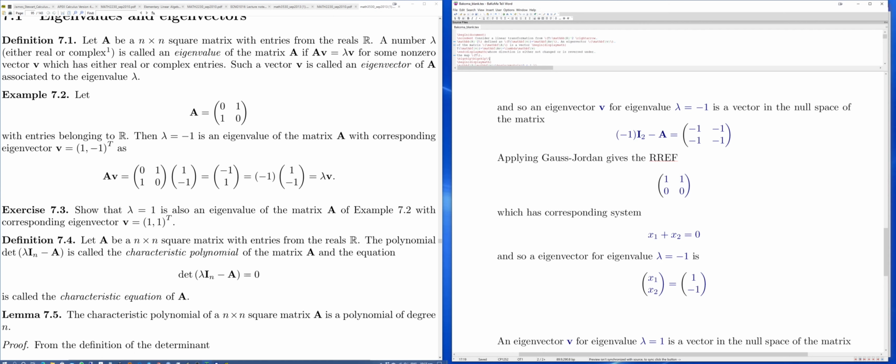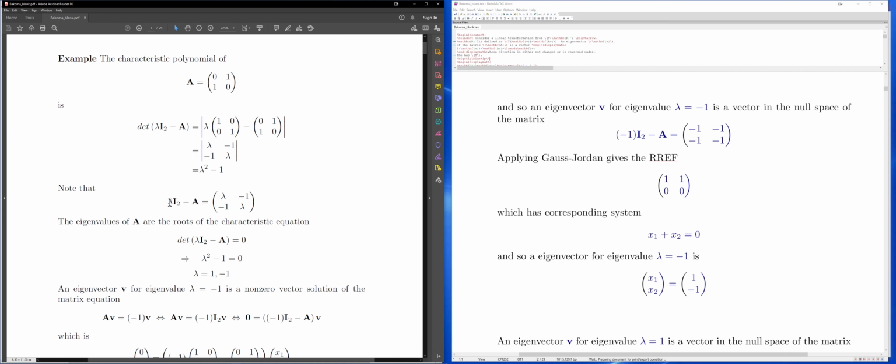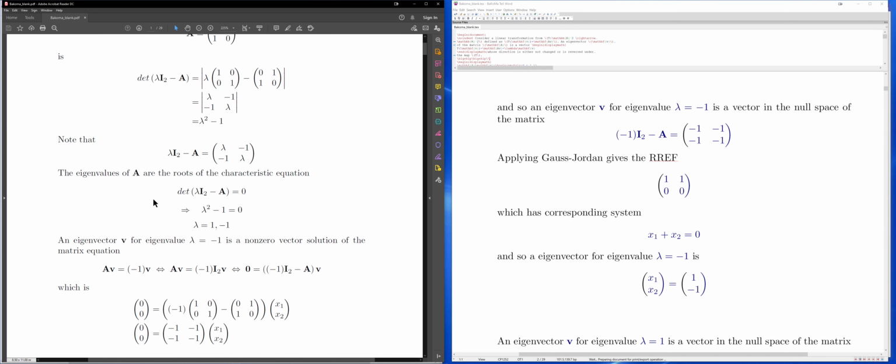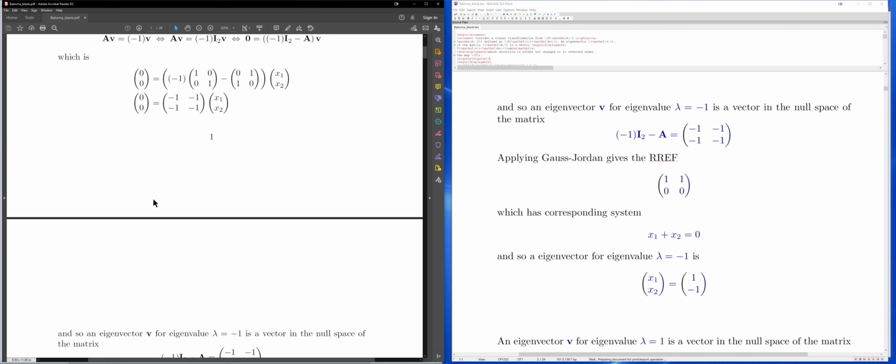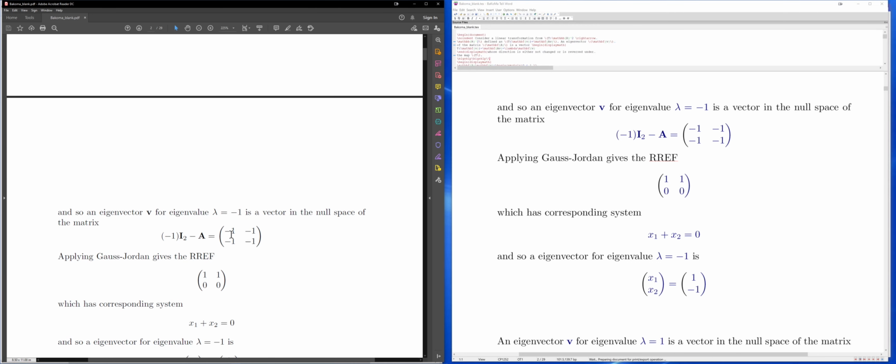One more time: if I want the eigenvector corresponding to eigenvalue lambda equal to minus 1, in this expression lambda I2 minus A, I can substitute minus 1 into it, and I will get this matrix, minus 1, minus 1, minus 1, minus 1. And obtaining an eigenvector for lambda equal to minus 1 is obtaining a non-zero vector in the null space of this matrix.